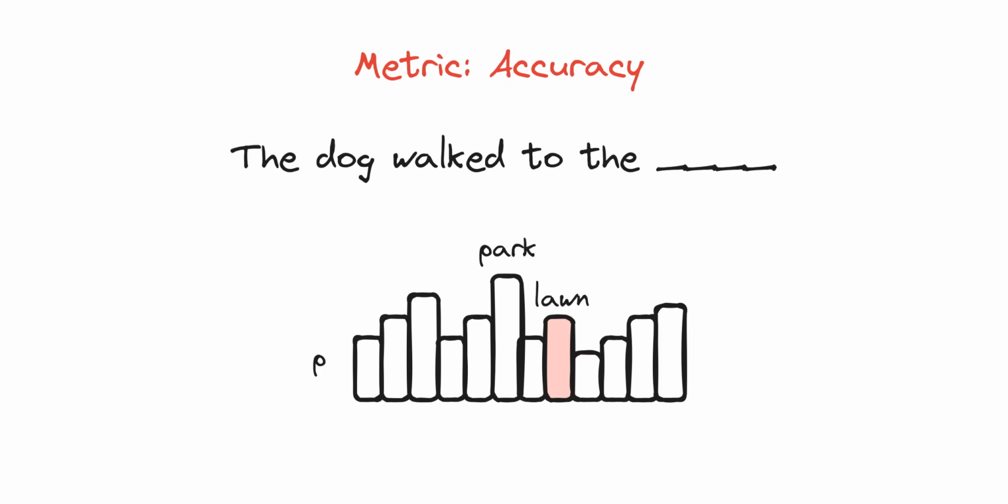So the most naive thing that you might try is to simply check the accuracy of your language model. Given a sentence like "the dog walked to the blank," we can look at the mode of our distribution and compare it to the true answer. In this case, we would have predicted park, where the true answer was lawn. This means we get 0 out of 1, which is, I guess, right, but a bit unsatisfying. We were pretty close. We almost got the right answer, but we get 0 points.